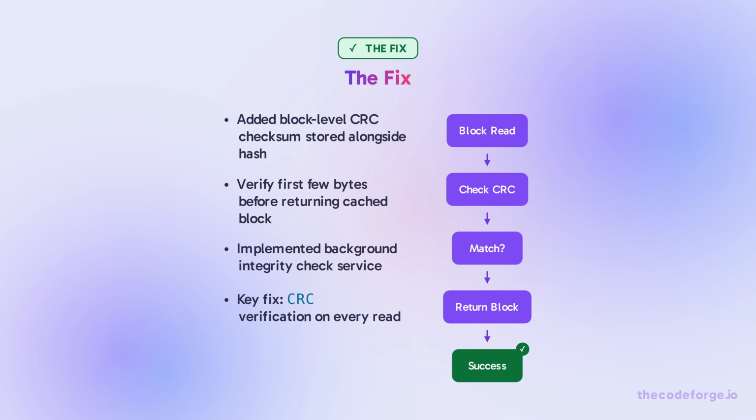The fix added a block-level CRC checksum stored alongside the hash. On every read, the system verifies the first few bytes before returning cached blocks. This ensures that even if a hash collision occurs, the integrity check catches it. A background integrity check service periodically verifies all blocks against their hashes.